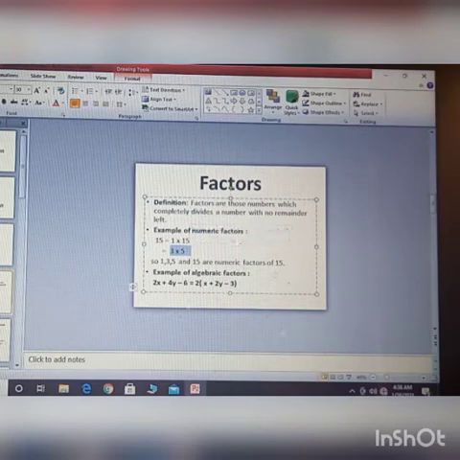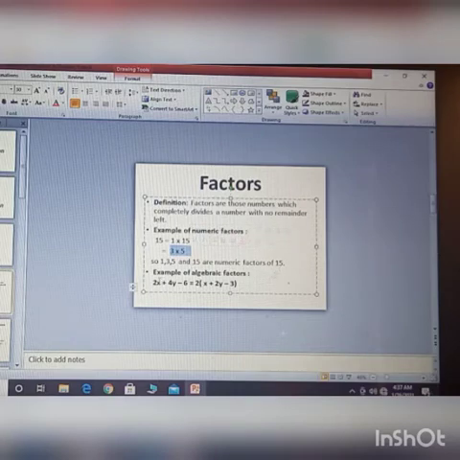Here you can see that if we are to write factors of 15, then 1 and 15 are numeric factors of 15. Why are we calling them numeric? Because these are numbers. There is no algebraic term being used here. So whenever any number is written as a product of two different factors, those are called numeric factors. 3 multiplied by 5 is also a pair of numeric factors shown for 15. So 1, 3, 5 and 15 are numeric factors of 15.